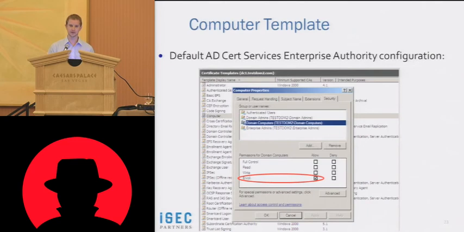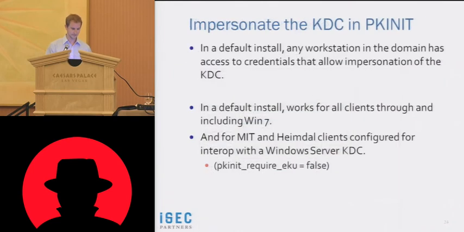Because when you install Active Directory Certificate Services, one of the templates that's enabled by default is the computer template. And this template also has a server auth EKU. As you can see in this screenshot, every single computer that's joined to the domain has permission to enroll for this certificate by default. So what this means is potentially any computer in the enterprise has access to a credential which might allow it to impersonate the KDC to any other client in the enterprise. And we did some testing and verified that yes, in fact, that's the case.